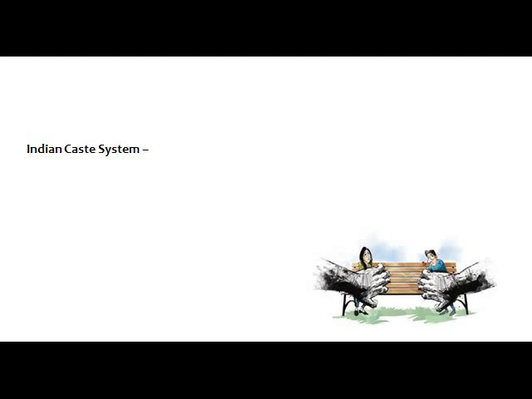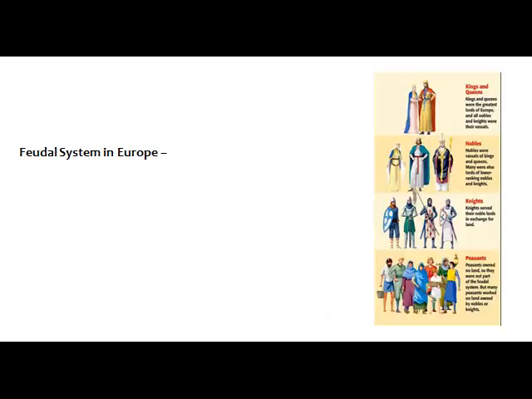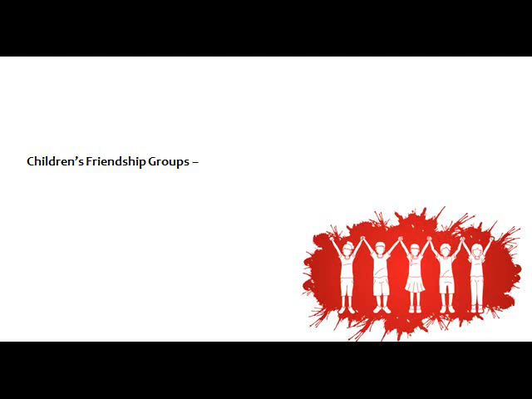Indian caste system. Hierarchical grouping of Brahmins, Kshatriyas, Vaishyas, and Shudras. Outlawed but still socially influential. Feudal system in Europe. Kings, lords, vassals, and peasants structured by land ownership. Children's friendship groups. Micro-level stratification with dominant and peripheral members.